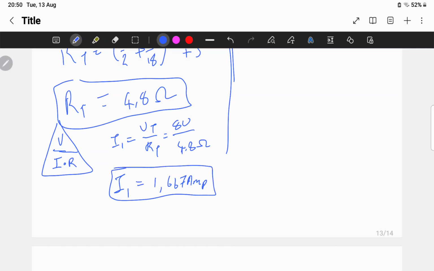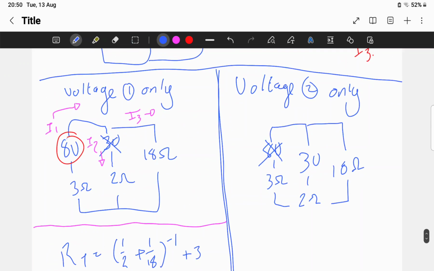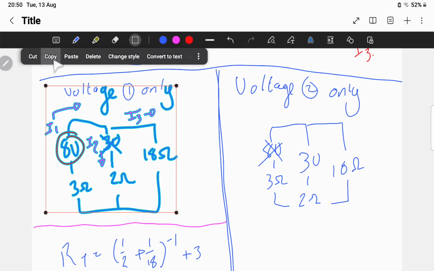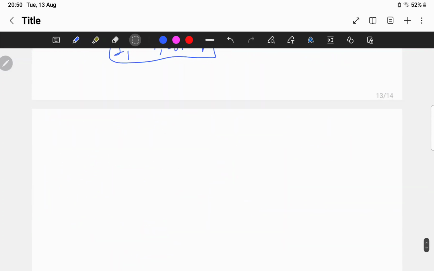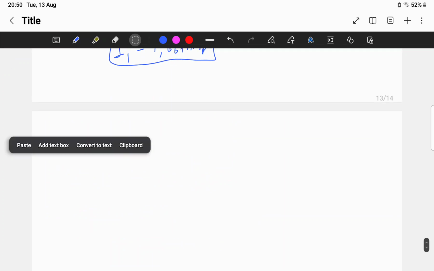Next, I2 and I3. So now we need to find I2 and I3. Let me copy this quickly. Copy. Paste.